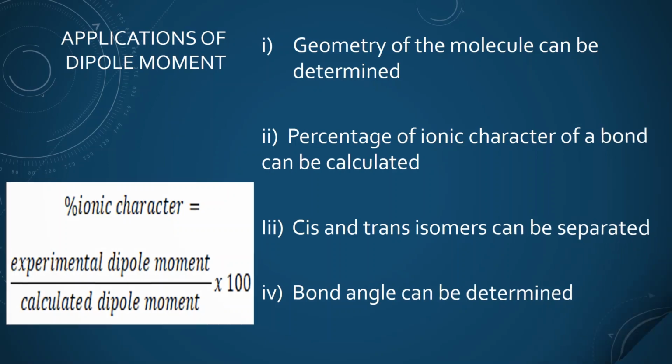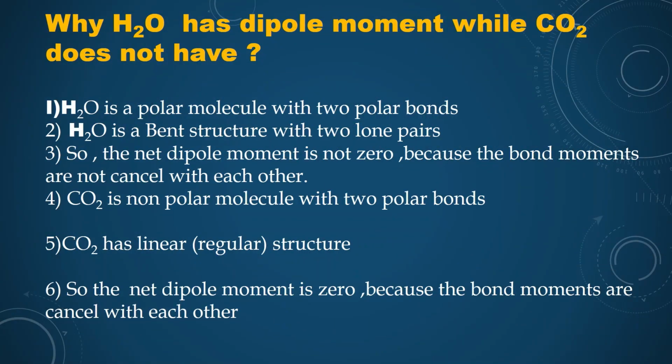Now, the regularly asked questions about dipole moment. Why does H2O have a dipole moment while carbon dioxide does not? The answer is, H2O is a polar molecule with two polar bonds. H2O has a bent structure with two lone pairs, so the net dipole moment is not zero, because the bond moments do not cancel each other. As far as carbon dioxide is concerned, it is a non-polar molecule with two polar bonds. Carbon dioxide has a linear structure, so the net dipole moment is zero because the bond moments cancel each other.